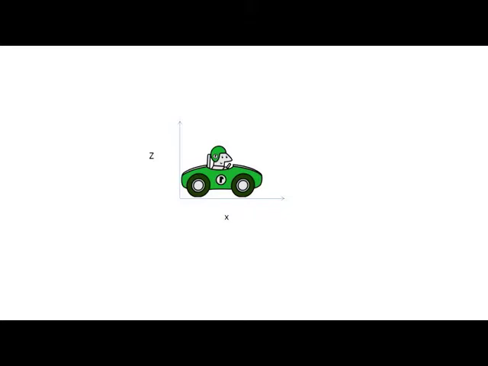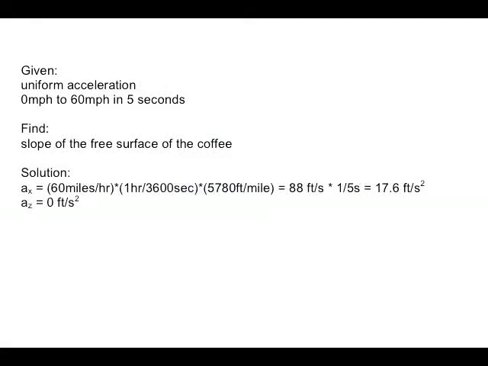We first set up our axes with z in the vertical direction and x in the horizontal direction. We then found acceleration in the x direction by dividing the change in speed by the time interval and converted it to feet per second squared. There was no acceleration in the z direction.